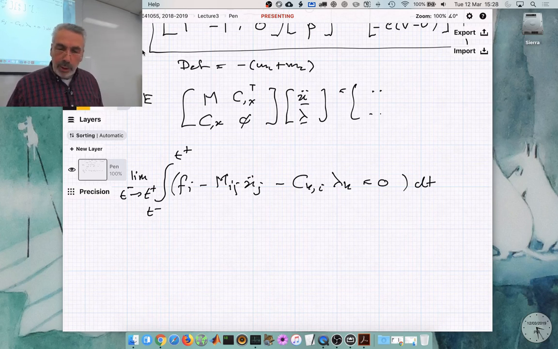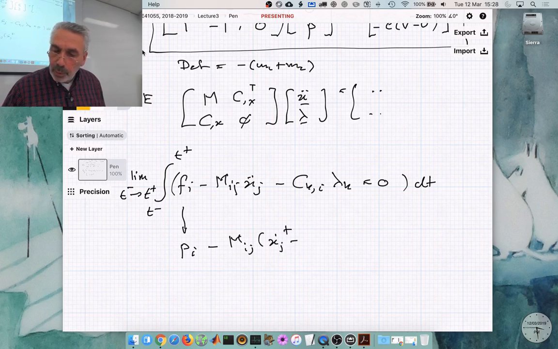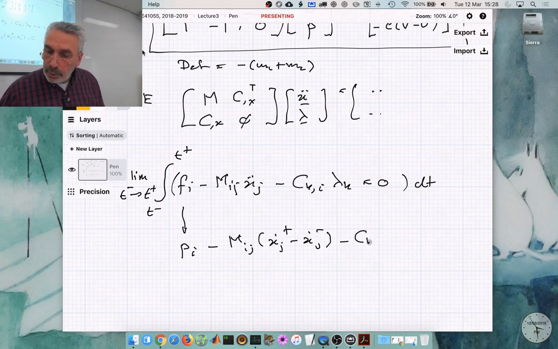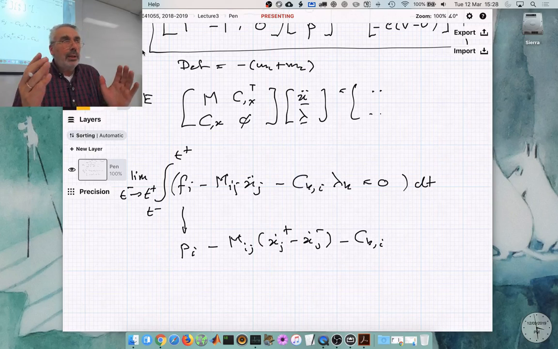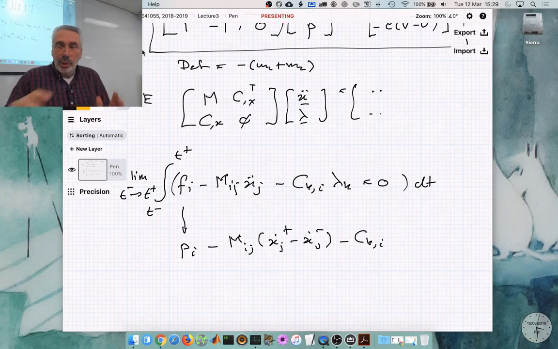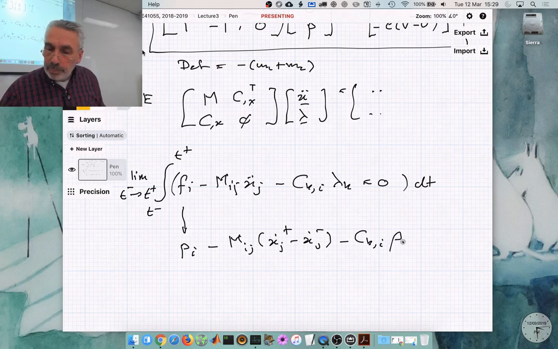If I do that, I get a set of equations. I have to introduce new variables. So the F_i, which were applied forces, now become applied impulses. If I do this integral, I now get minus M_ij times x dot j plus minus x dot j minus. Expand this integral: if I do this guy, I get this c_k,i. This is a Jacobian, and since the time interval shrinks, the geometry doesn't change. So in the integral, this is just numbers. You don't have to take anything into account. It's just this configuration. And then the lambda_k, which were initially constraint forces, now become constraint impulses or contact impulses.